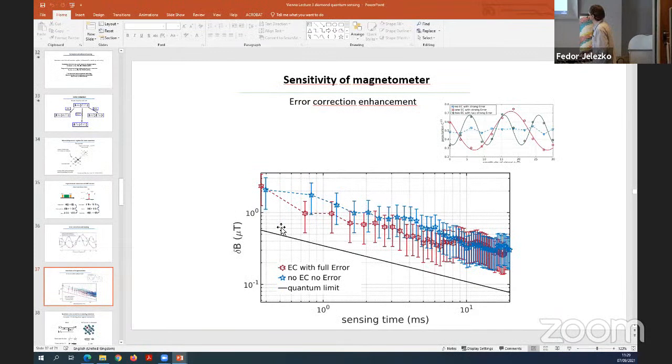So there were two detectors. One was green and the other red. So one detector.